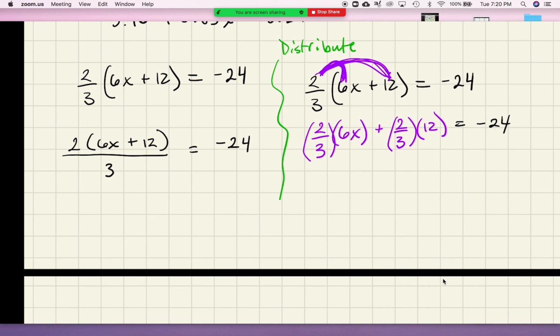There's a lot of stuff going on in this one. Here, if I distributed just in the top, the way that I wrote it, I can distribute just the 2 to those things, which means I would have 2 and then 6x, that's multiply. I have the plus sign, and then 2 times the 12. But I didn't do anything with that bottom, the divide by 3, so that's all still there. And then equals negative 24.